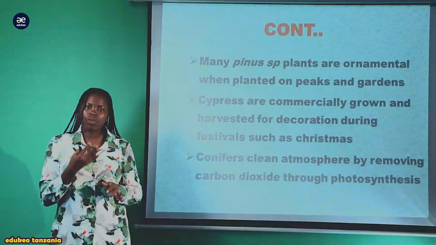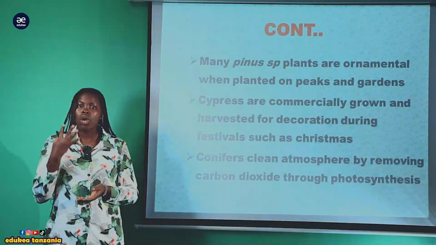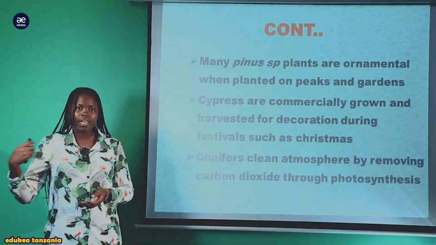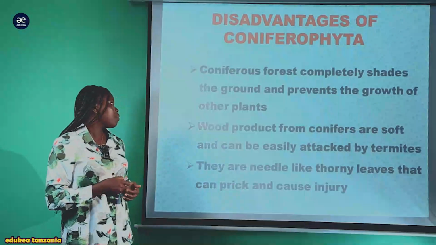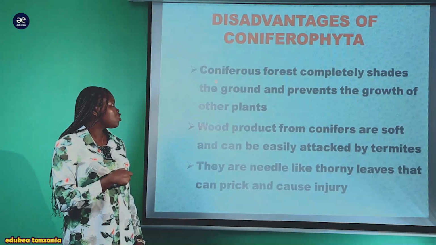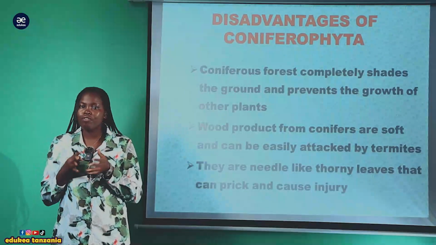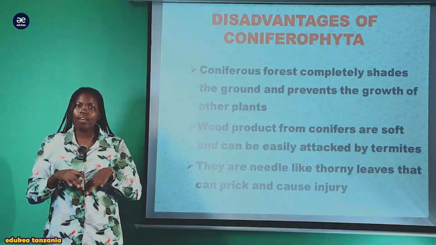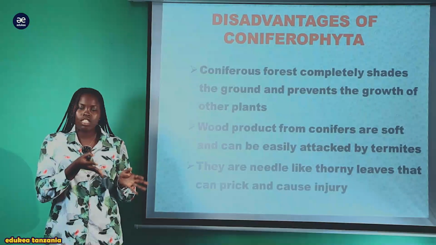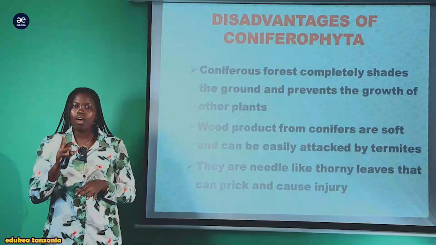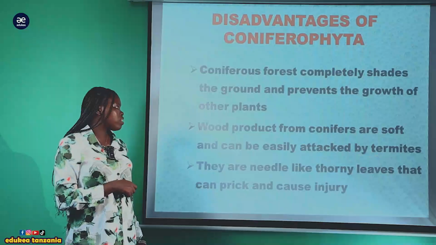And now what are the disadvantages of the coniferous plants? The conifer forest completely shades the ground and prevents the growth of other plants. These plants are known for forming the evergreen forest, meaning that they grow longer, na vile vile wanakuwa wanatengeneza thick evergreen forest, meaning that wana prevent these small trees from growing kwa sababu wanakuwa wanazikinga from receiving the sunlight. Also wood products from conifers are soft and can be easily attacked by termites because these conifers lack the vessel element, meaning that they produce the soft wood ambao ni rahisi kuwa attacked kwa mfano kama termites.